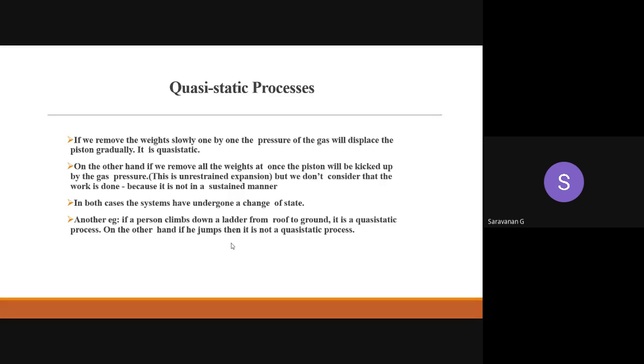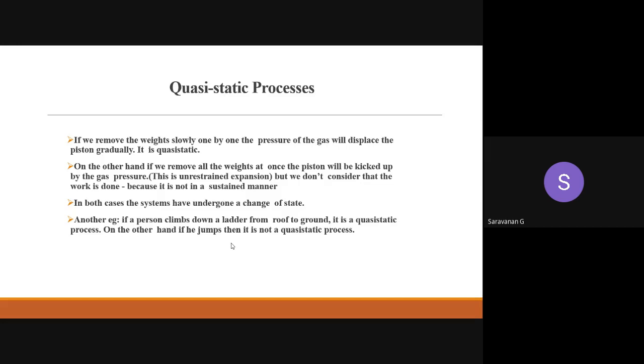Infinitesimal slowness is the characteristic of a QS process, or quasi-static process. If you remove the load suddenly, this is called unrestrained expansion. We cannot consider that as work done because it is not in a sustained manner. In both cases, the systems have undergone a change of state.